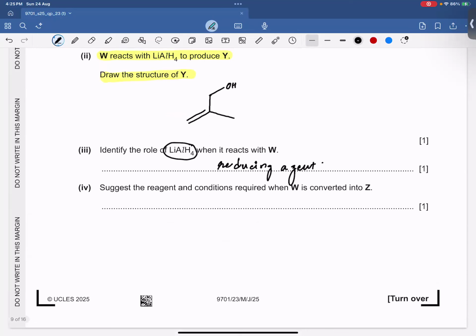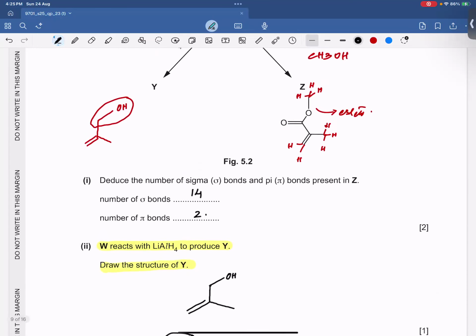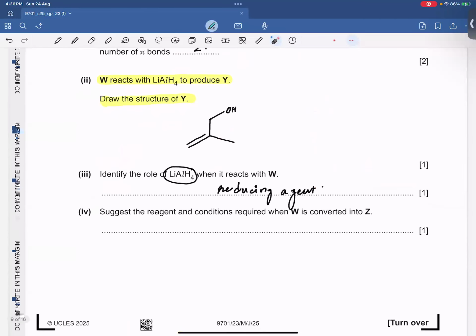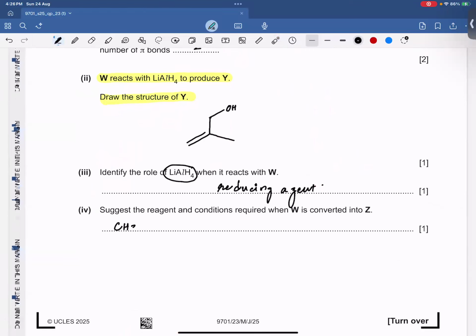Suggest the reagent and conditions required when W is converted into Z. So when a carboxylic acid and an alcohol react together, esters are always formed. During this reaction, the alcohol methanol is used and sulfuric acid acts as a catalyst. So methanol is used as a reagent and concentrated H2SO4 acts as a catalyst.